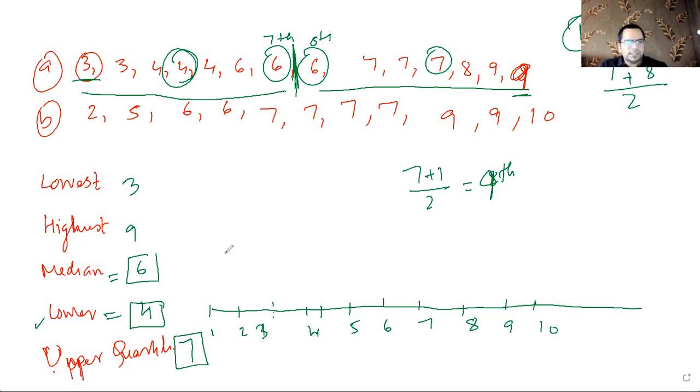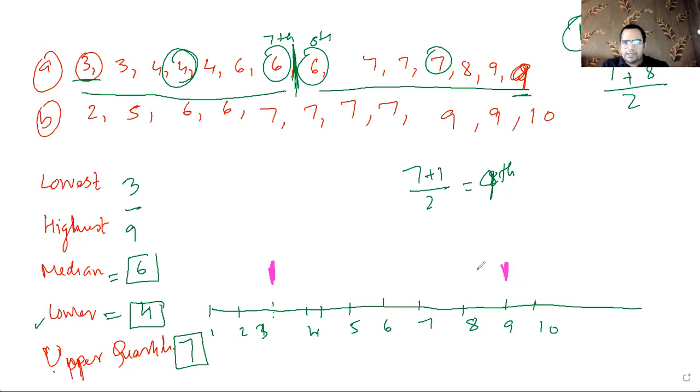Now, on this, the lowest value is 3. So you see, when you create the box plot, the lowest value is 3. I'm just going to take a little thicker pen now. So the lowest value is 3, and that's the end of one whisker. And the highest value is 9, so that's the end of the other whisker.